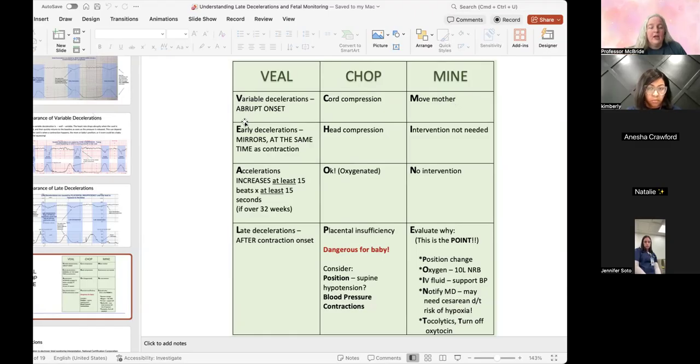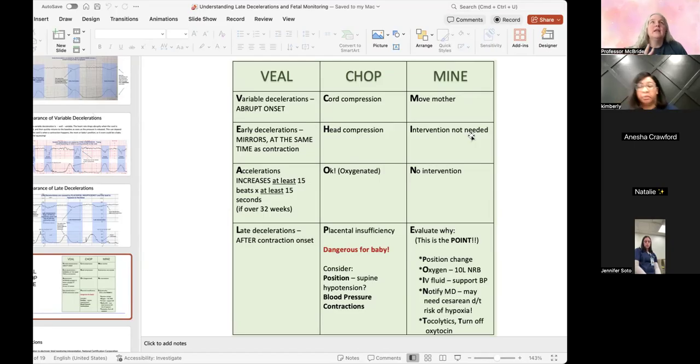And then in the capitals here, you can see the type of words you might see that would remind you that it's a variable deceleration. So if the decrease has an abrupt onset, that's probably a variable. The E of VEAL CHOP is early decelerations. Early decelerations mirror or happen at the same time as a contraction. They're caused by head compression. And for the MINE part of what we should do, intervention isn't needed.